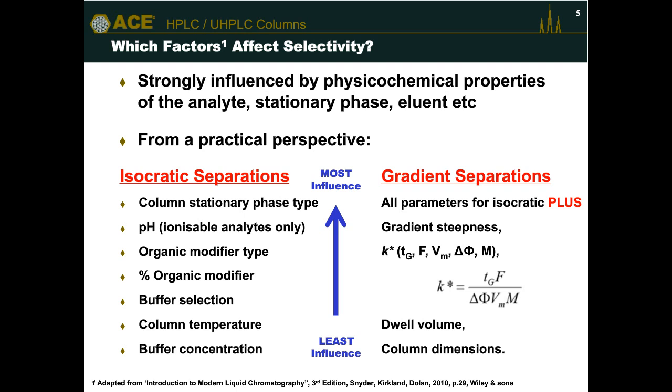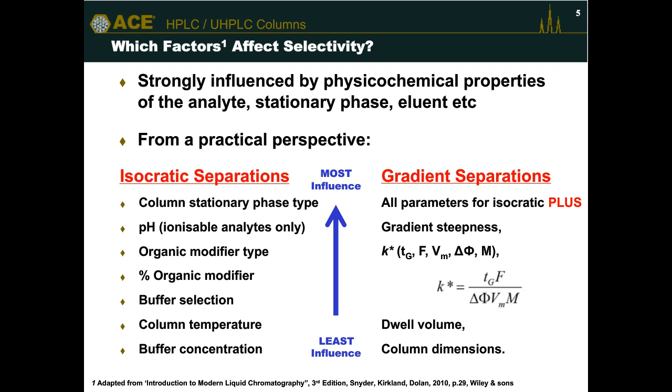tG, the gradient time, F, the flow rate. We have the gradient range, we have the column volume, Vm, and then we have S, which is a constant depending on the analyte molecular weight. We also have dwell volume, and this can have a very big impact on selectivity when we're moving methods between instruments, and that's another whole topic and another talk all on its own for another day. And then, of course, column dimensions. If we change column dimensions, we affect Vm in that k star equation, which means we affect k star 2 over k star 1, which is selectivity of our separations. So all of these different parameters can affect the selectivity of your analysis.